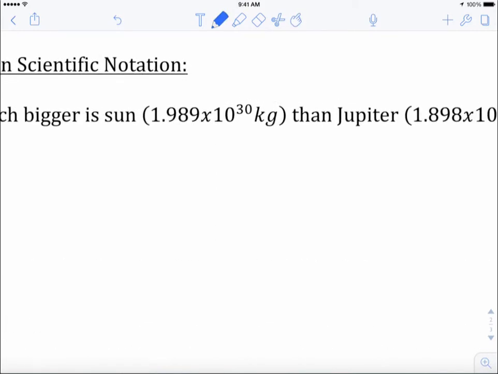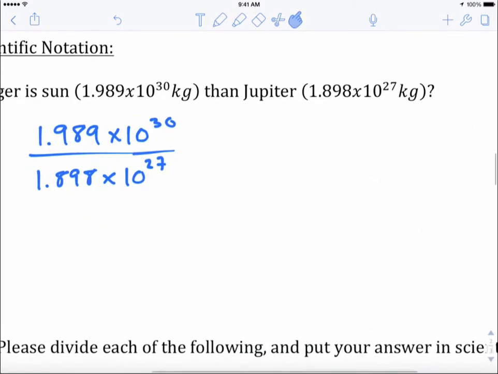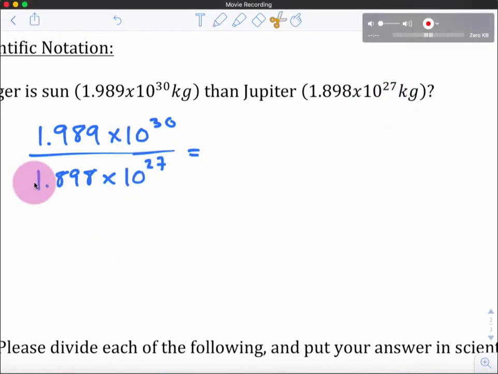So we've got 1.989 times 10 to the 30th, and we're going to divide that by 1.898. Well, that's coincidental that it almost has the same number there, times 10 to the 27th. The strategy that I use for dividing numbers in scientific notation is very similar to the strategy that I use for multiplying them. I kind of do a little divide and conquer. So we've got a lot of multiplication going on here.